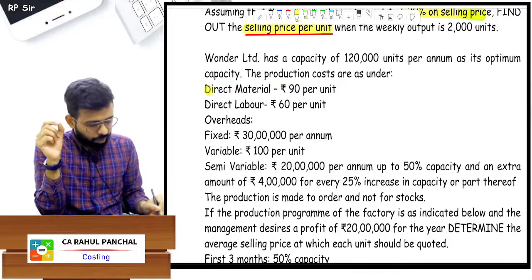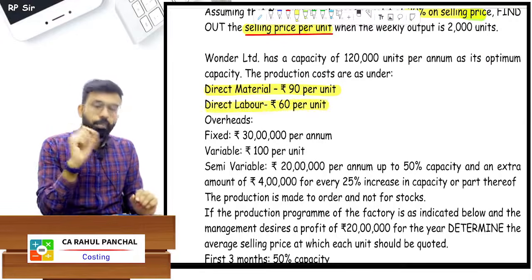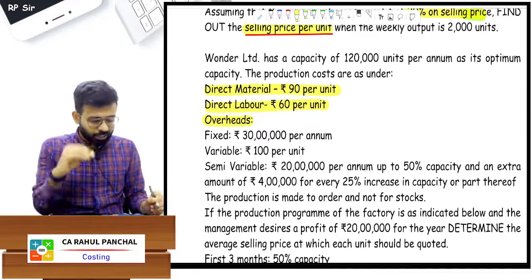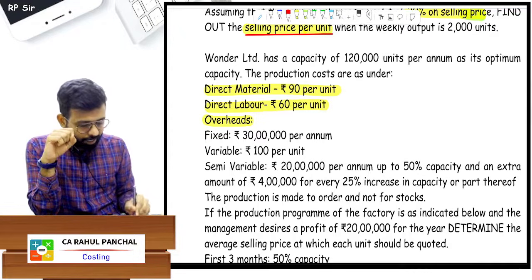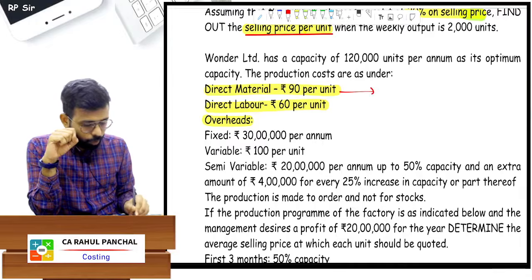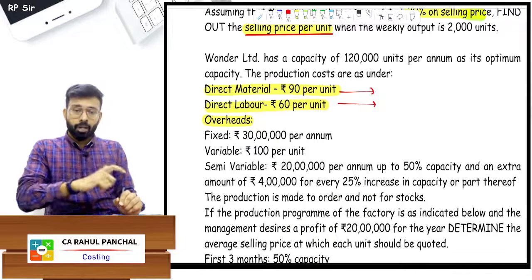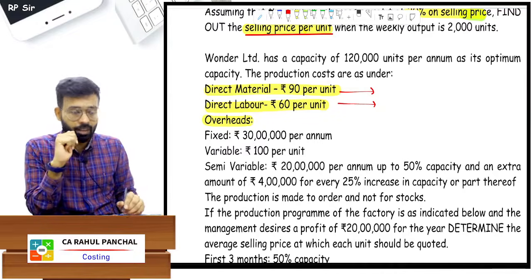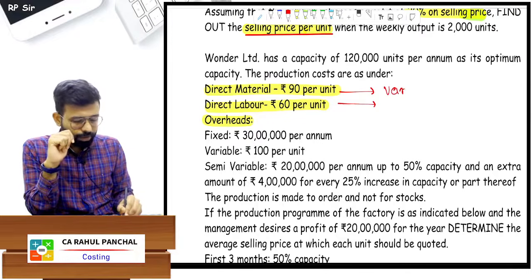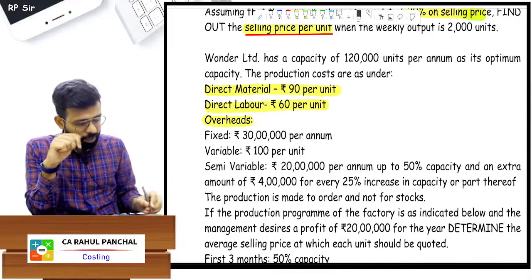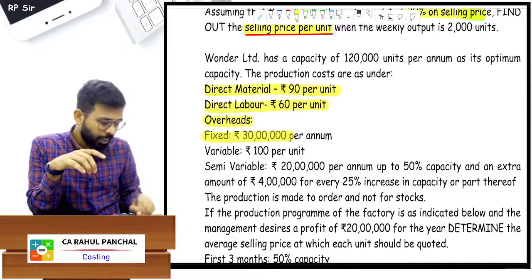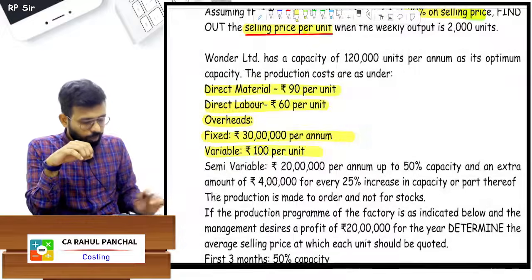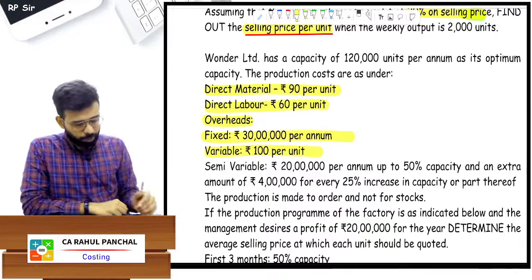Direct material, you can see it is 90 per unit. Direct labor, it is 60 per unit. Then there are details with reference to overheads. Suppose the question is silent, what do you generally assume, whether material and labor cost is a variable cost or a fixed cost? If the question is silent, it is always your variable cost. Then for overheads, they have specified the fixed portion and the variable portion.